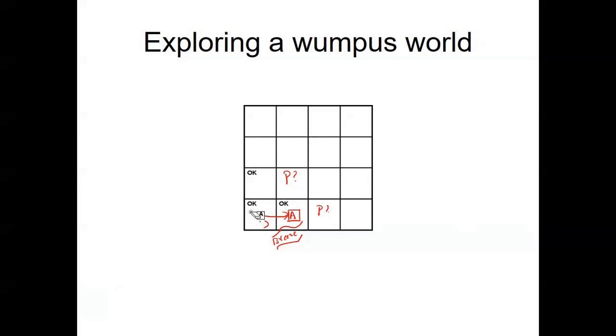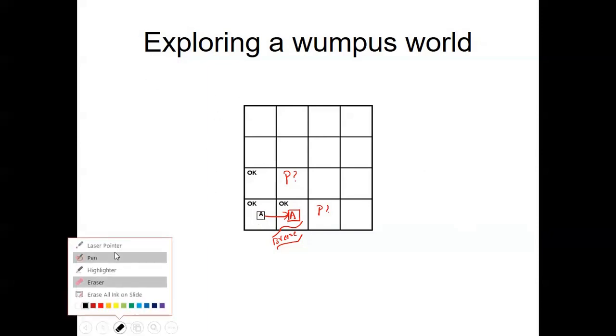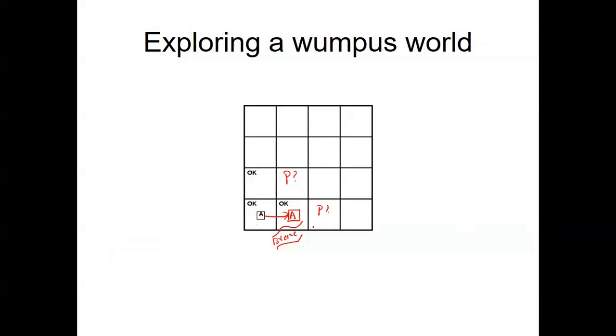The agent knows that there is no pit in 1,1. So this is 1,1, right? So probably there can be a pit in, this is 2,1, this is 3,1, right? This is x-axis 3, y-axis 1. So probably there can be a pit in 3,1. This is 1, 2, 3, 4. Again, this is 1, 2, 3, 4. So probably there may be a pit in 3,1, or there may be a pit in 2,2. Right. So now what will the agent do?